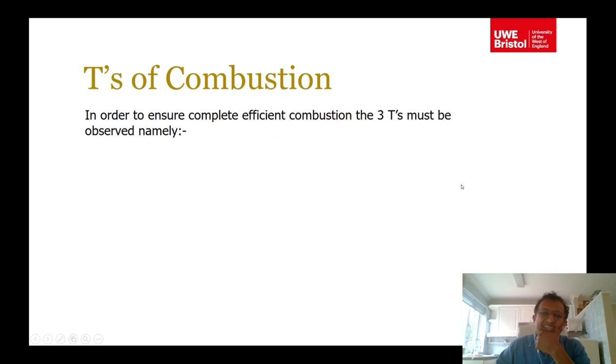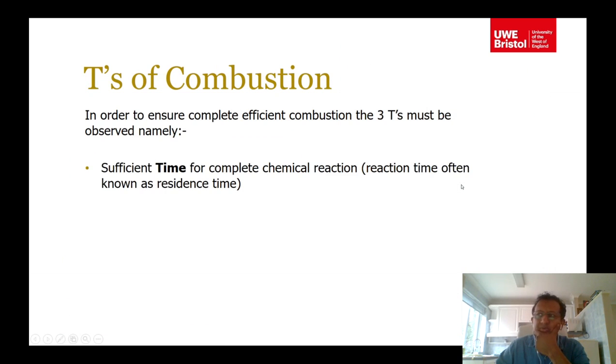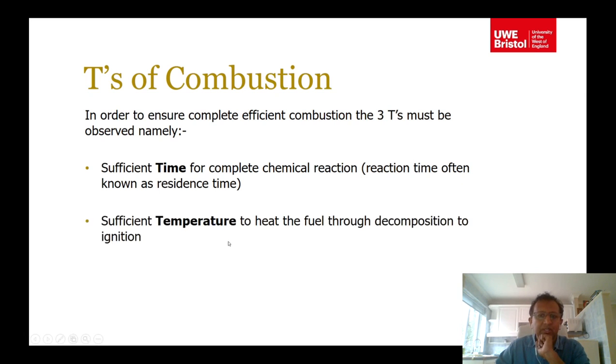So there are T's of combustion. We call them the 3 T's of combustion. For the combustion to take place, you need sufficient time for chemical reaction, and then you need sufficient temperature. So that means if you don't reach the activation temperature, combustion will not take place. For example, if you have a beaker of petrol, and if you just leave it in the atmosphere, it doesn't burn. So you need to ignite it. You need to bring it to the self ignition temperature for the combustion to start.